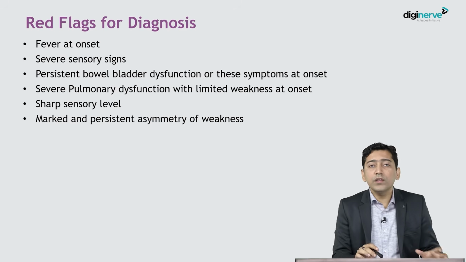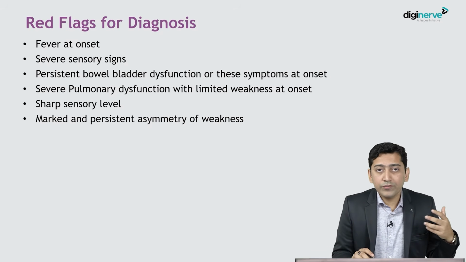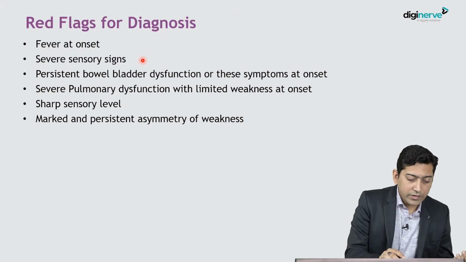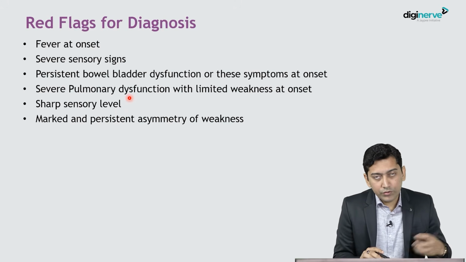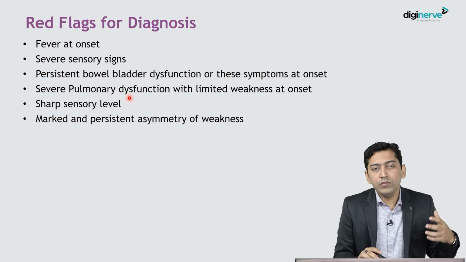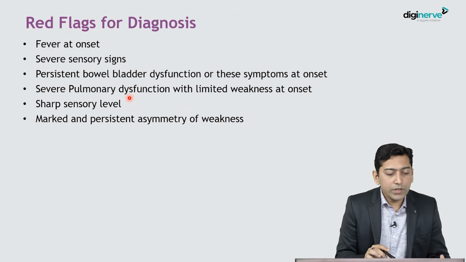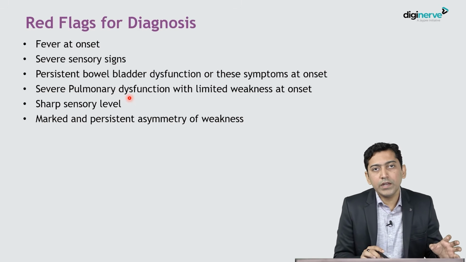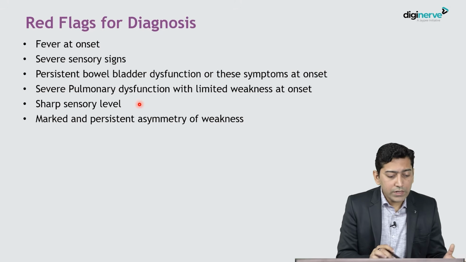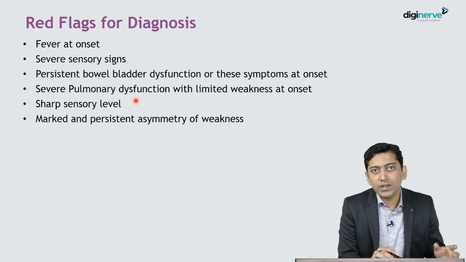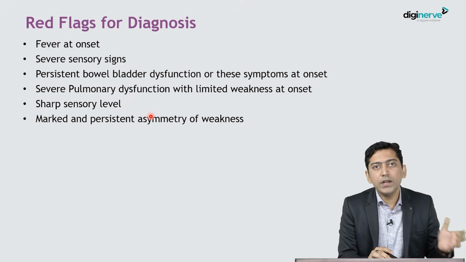condition. Now, what are the red flags for diagnosis? One is fever at onset. Then if somebody complains of severe sensory signs and sharp sensory level. So usually it's a motor predominant neuropathy, although we do see sensory affection in some variants, but a predominant sensory sign would indicate us to an alternative diagnosis, and a sharp sensory level might signify a myelopathy or a spinal cord involvement rather than a nerve involvement.